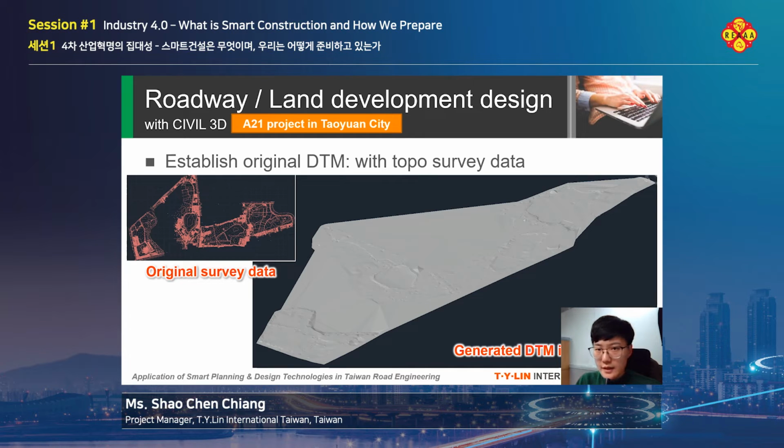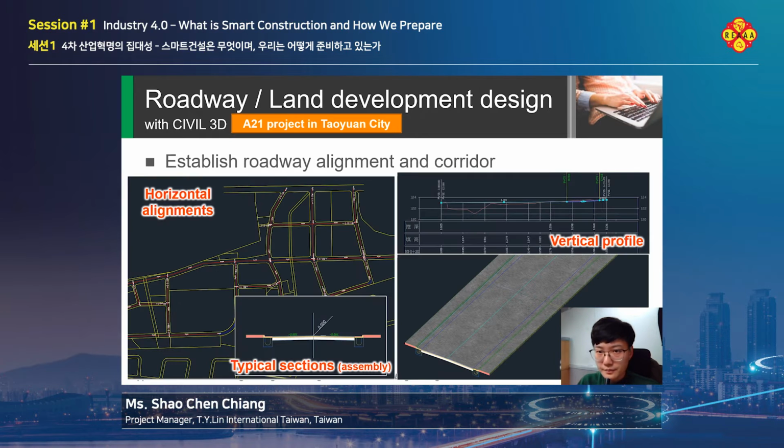So here is an example in our A21 project in Taoyuan City. When we have the original survey data, we establish the original DTM with this survey data. So as you can see, this is the generated DTM in Civil 3D. And then we establish the horizontal alignment as shown here. And then we do the vertical profiles.